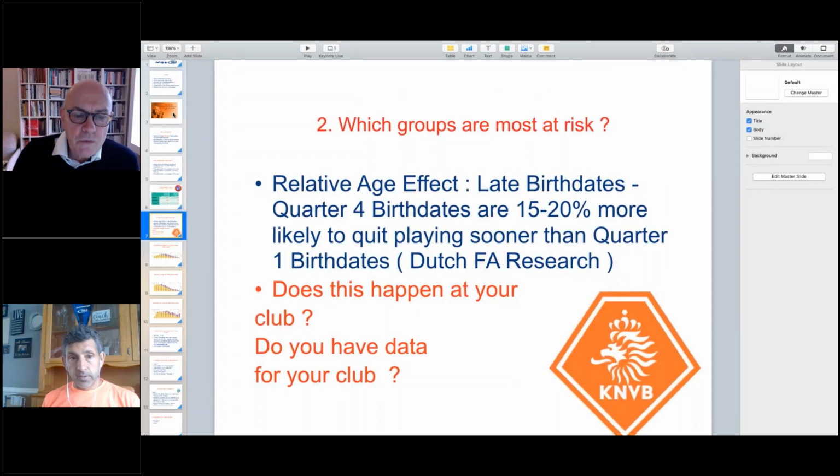Which groups are at most risk? Well, I'm sure you're all familiar with the relative age effect. If you're not, Google it. But basically, late birthdays, Q4 birthdays. If your registration period begins in January, we're talking about birth dates in October, November, December. They are 15 to 20% more likely to quit than Q1 birthdays. That's Dutch FA research. Does this happen at your club?